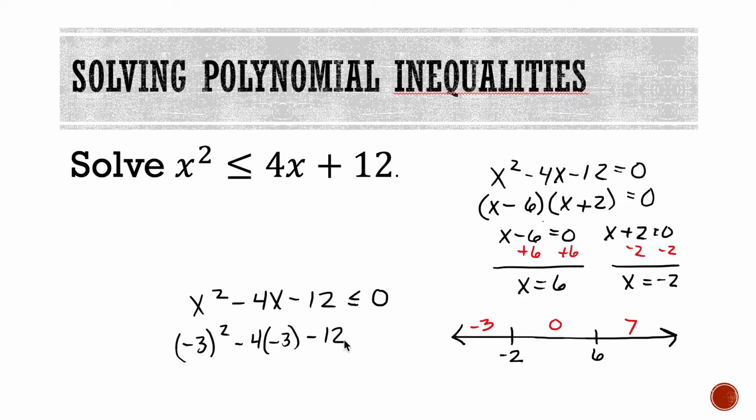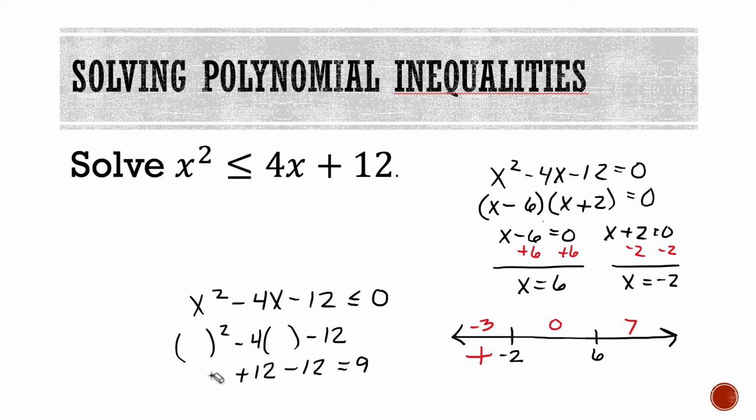And I'm going to work it out. So negative 3 squared is 9. Minus 4 times negative 3 would be plus 12. And then we have a minus 12. And so the answer will be 9. And again, we're not that concerned that the answer is 9 so much as if the answer is positive or negative. So I'm going to put a plus right here indicating that any test value in that section would give a positive result.